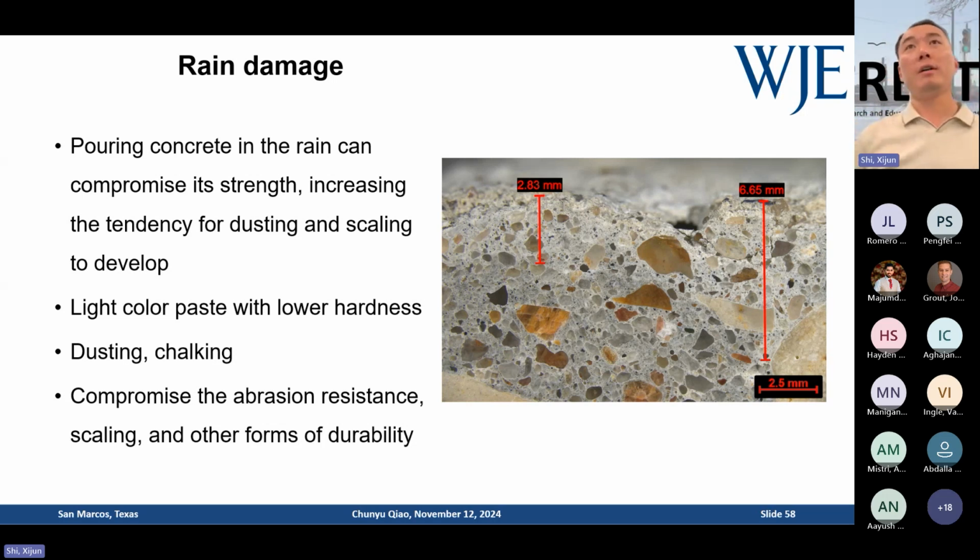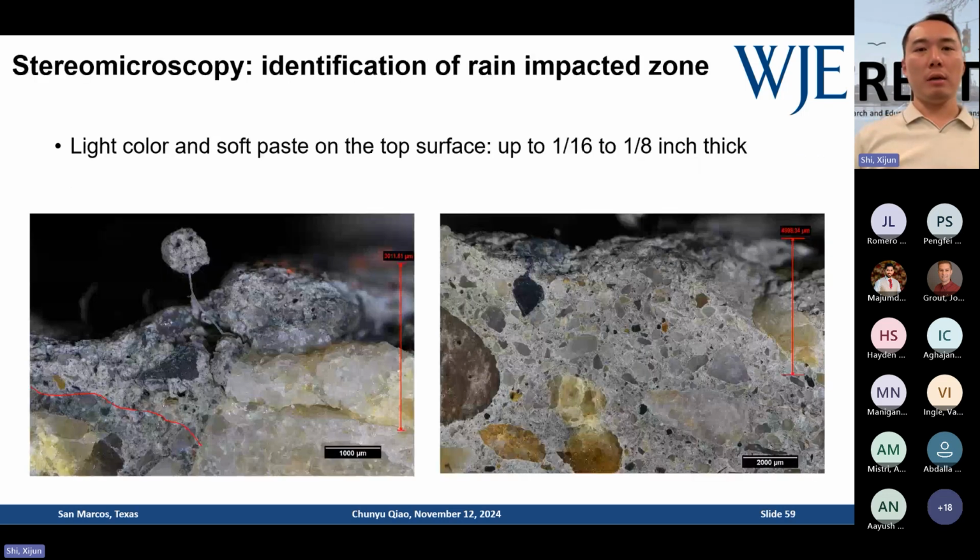So that's the way for us to examine the rain damage extent, just by examining the color variation and the hardness variation. And this is more pictures about the lighter paste and the regular color paste. So the rain damage from this case, I think, is very limited to 1/16 inch to 1/8 inch. So not too bad.